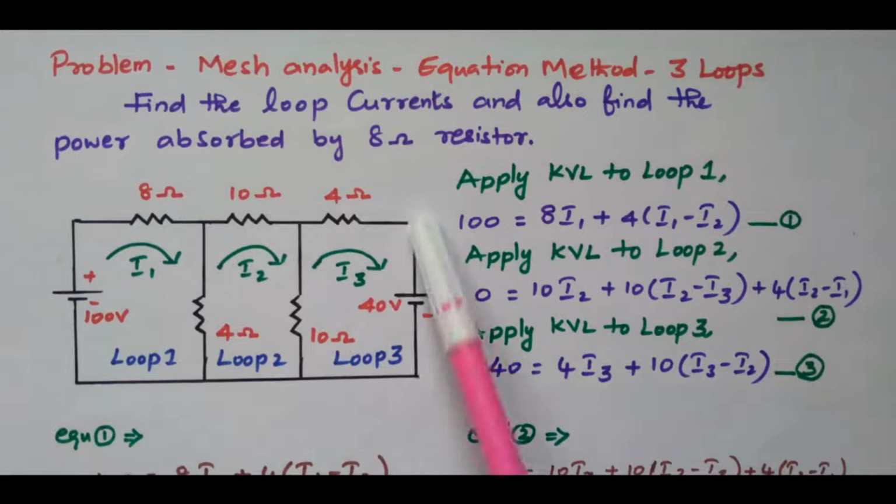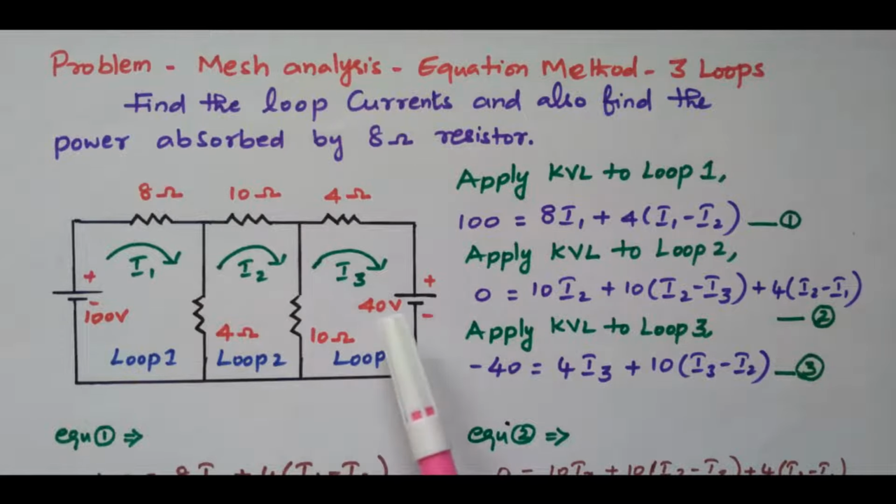Now we'll go to the third loop. In the third loop, what are the elements available? This 10 ohm resistor, this 4 ohm resistor and one voltage source. So potential rise equals potential drop. First we'll consider this 40 volt source. See this, the current is flowing in the downward direction, that is from positive to negative. It is flowing like this, from positive plate to negative plate. So this is a drop in potential. So we need to take minus 40.